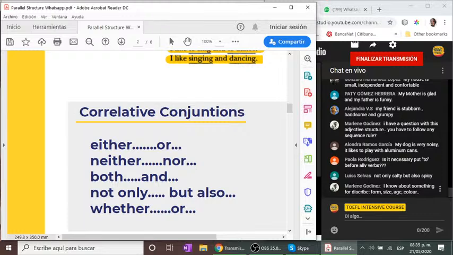Yes, Marlene, there is a rule about the order of adjectives, but sometimes they change the order depending on the emphasis you want to say. Like if I tell you the beautiful, smart girl, or the smart, beautiful girl, I'm doing emphasis in a different adjective. ¿Te fijas, Marlene? A veces depende del énfasis.